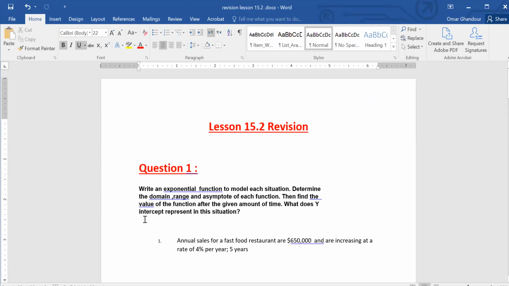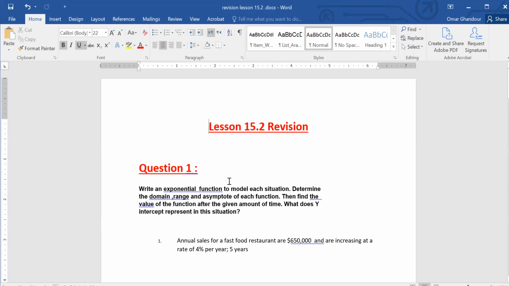Let's read it. Write an exponential function to model each situation. It didn't specify here whether it's growing or decaying, because you have to understand by yourself. As I told you, when you read the word increase, grow, add, something like this, most of these words mean growth model. When you read the word decay, decrease, less, it means decaying model.